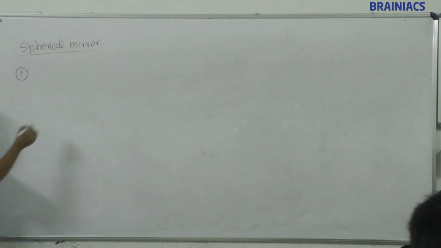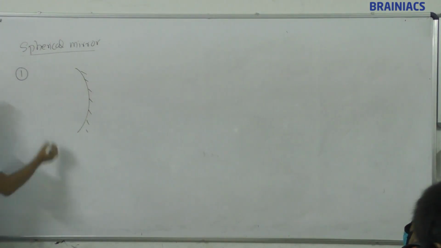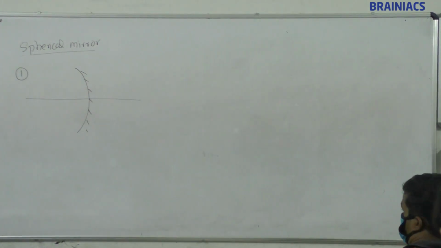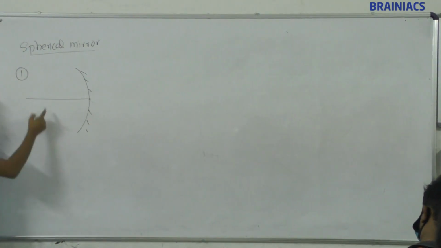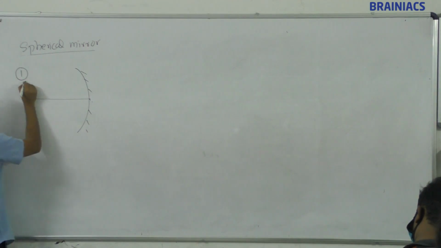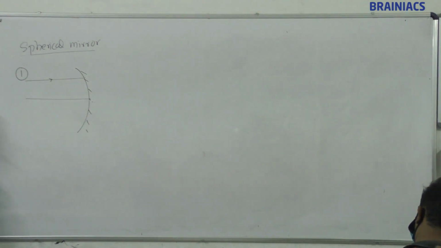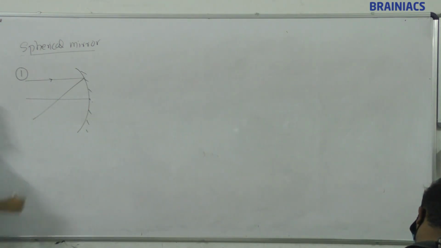Okay, so this is a spherical mirror. What other thing do I have to draw? This line is called the principal axis. If a ray is coming parallel to the principal axis, then after reflection it passes like this. This is a reflected ray.